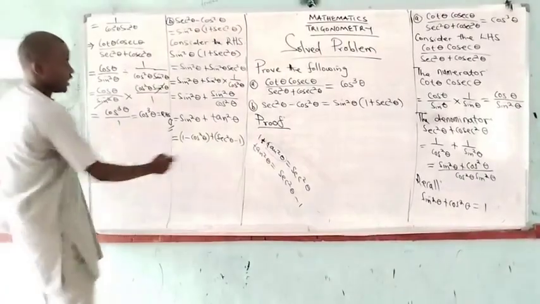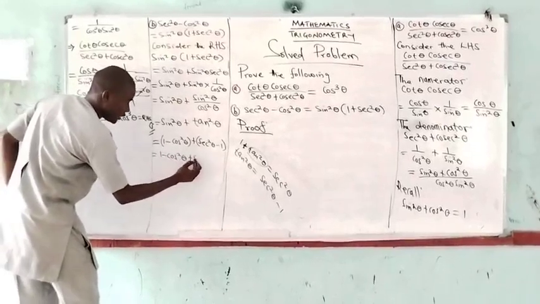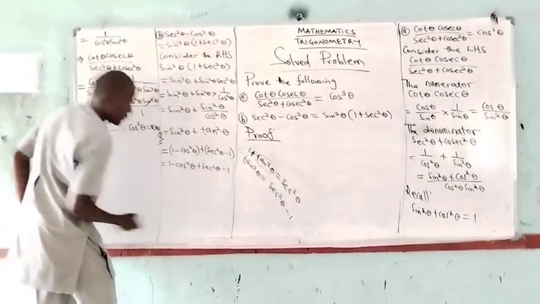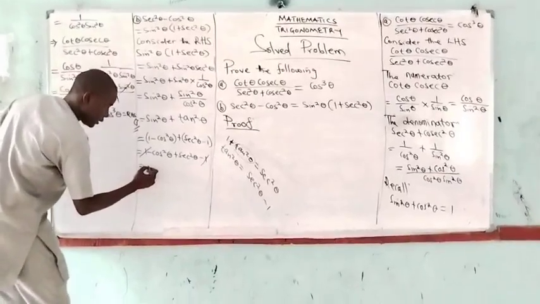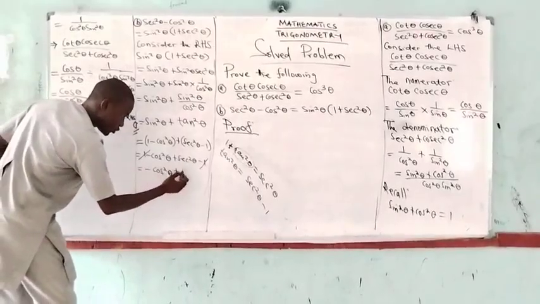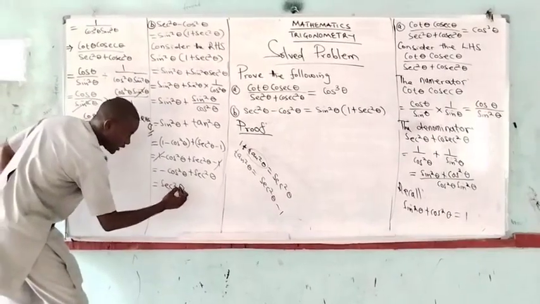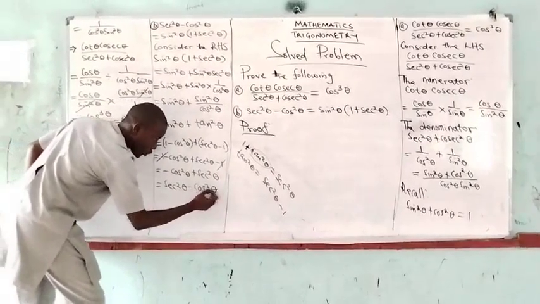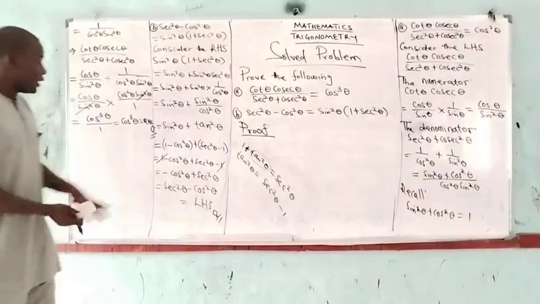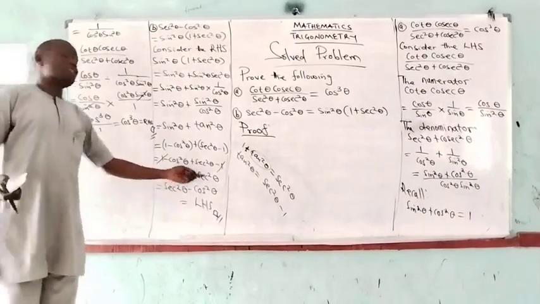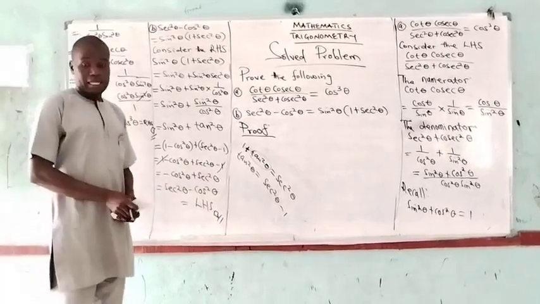So what can I do? I can simplify it. What do we have? 1 minus cos square theta plus sec square theta minus 1. So what do we have? This cancels this. So we have minus cos square theta plus sec square theta, and this can be written as sec square theta minus cos square theta, which is equal to the left hand side.